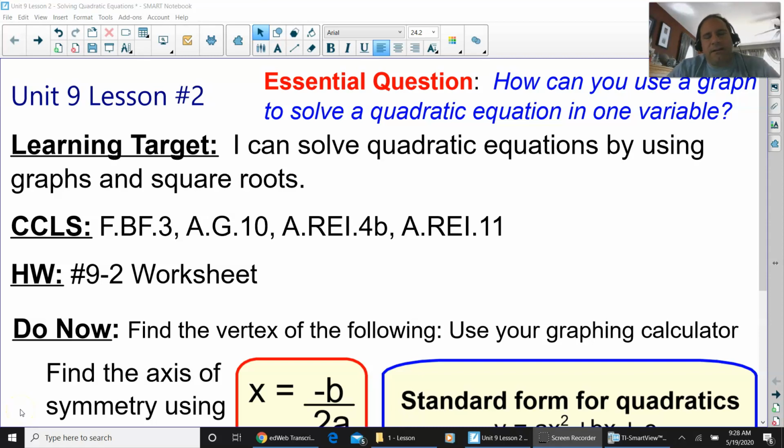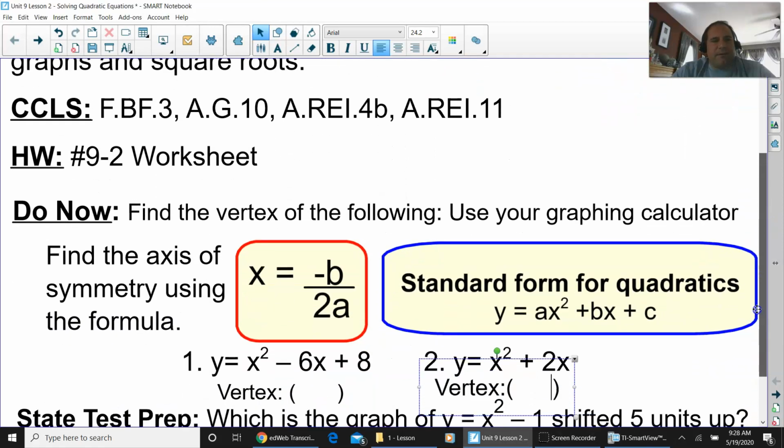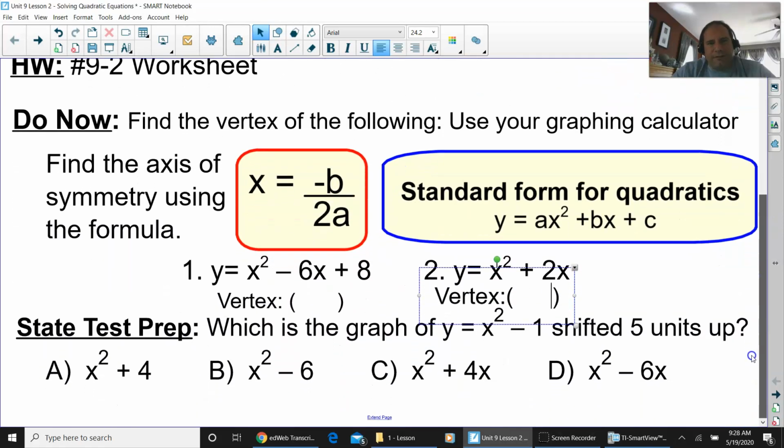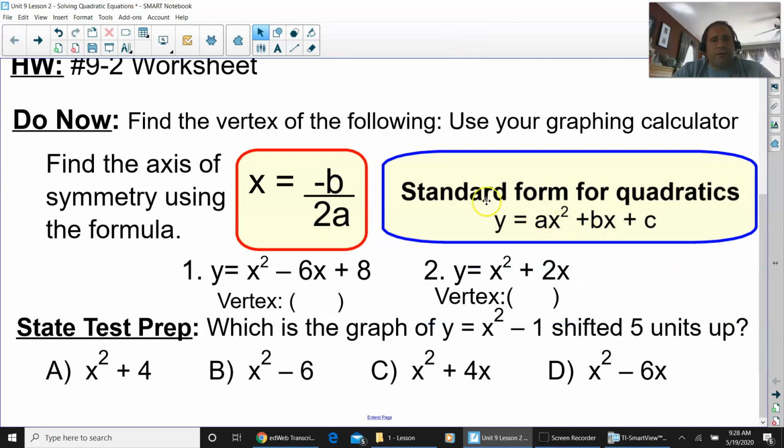This is Unit 9, Lesson 2. The learning target is I can solve quadratic equations by using graphs and square roots. The do now says to find the vertex of the following and use your graphing calculator. Right? Always use your graphing calculator.